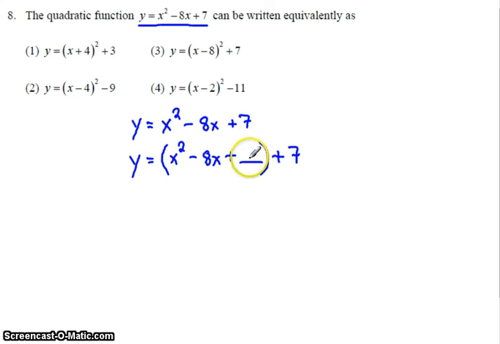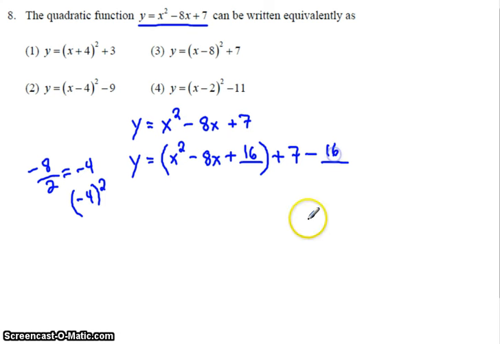And if we add some number here, we need to subtract it out afterwards to balance it out. So remember how we figure out what goes into this blank. We take half of negative 8, which is negative 4. And then we take that negative 4 and we square it. Alright, and negative 4 times negative 4 gives us positive 16. So 16 is going to go here, 16 is going to go here.